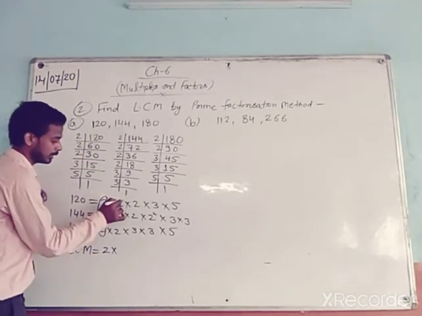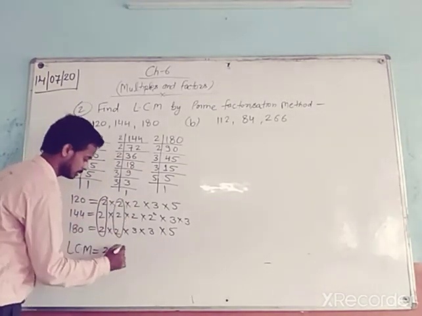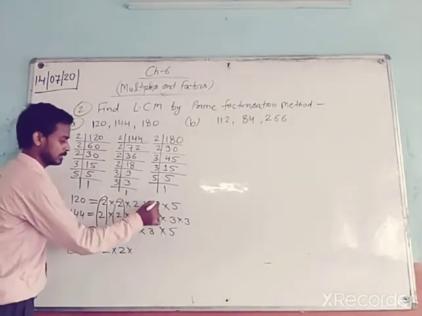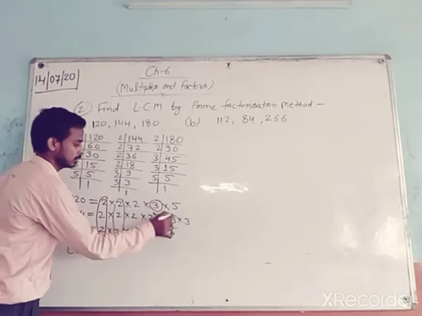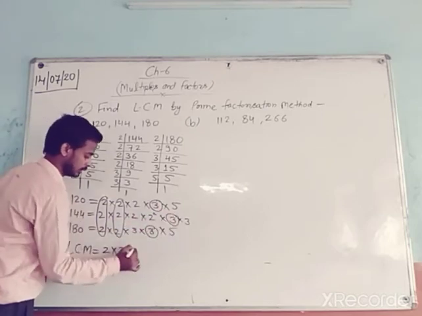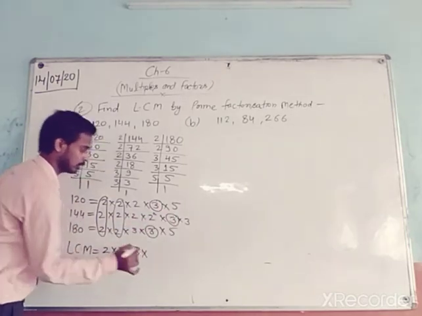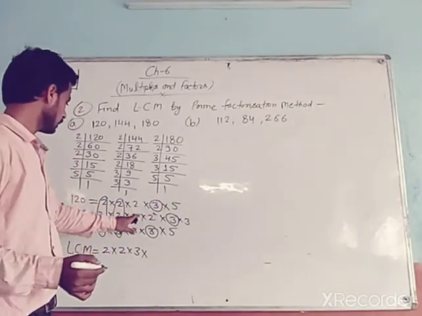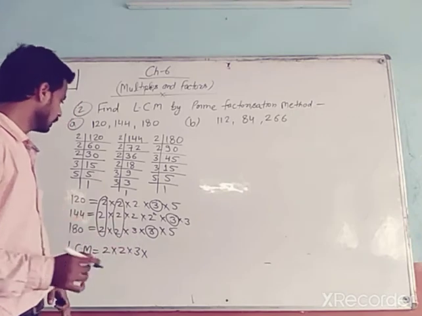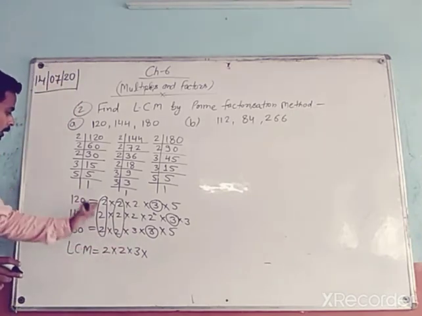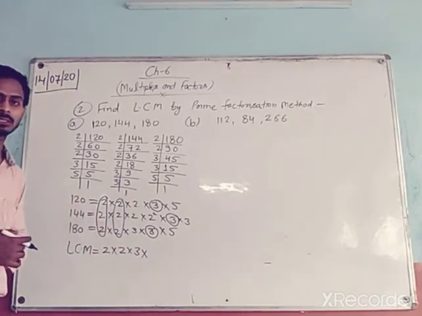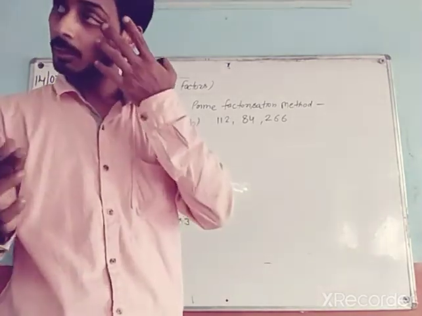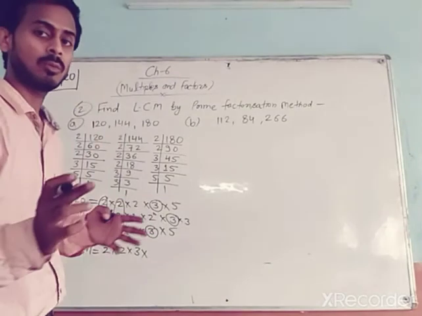Now again 2 is common. Now 3. See 1, 2 and 3. Write here 3 now. Now 2 is there but not in this. It means we have taken all the common numbers between these 3 numbers. Now take the number which is more than one time.